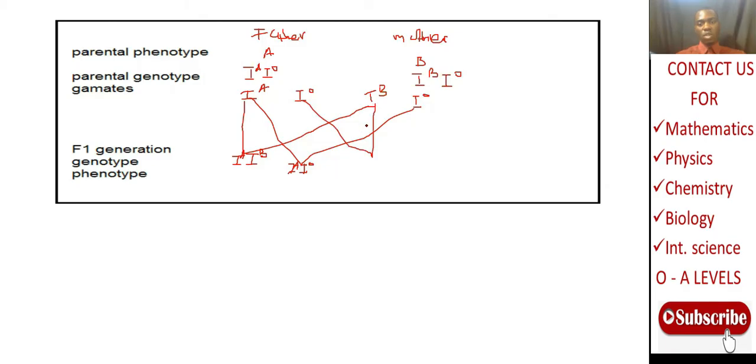This one will cross with this one. So here we have IB IB, then IB IO. Then this same one will cross with this one so that we have IO IO. So this is what we have. So here under phenotype, we are just writing this is blood group AB. This is blood group A, then this is blood group B, then this is blood group O. So this is what we have.